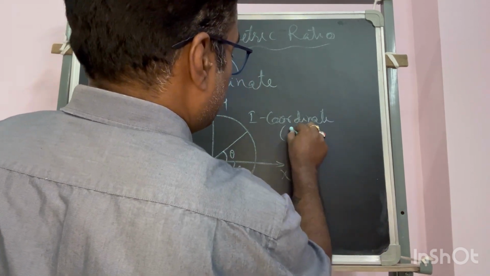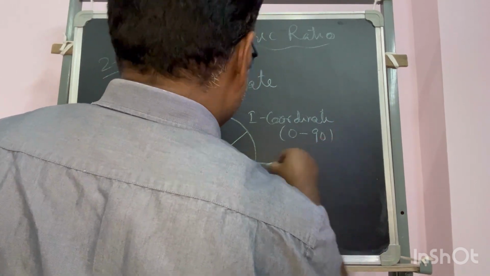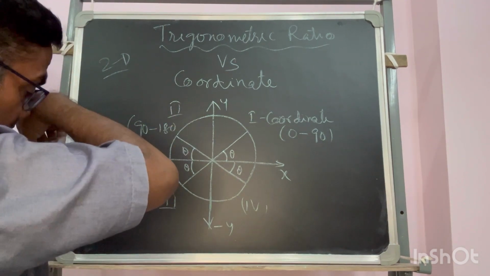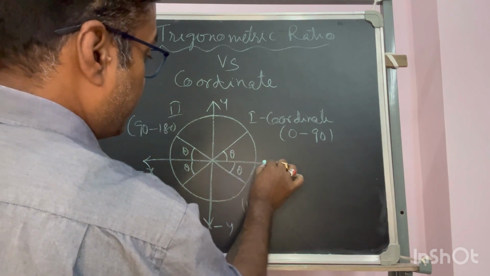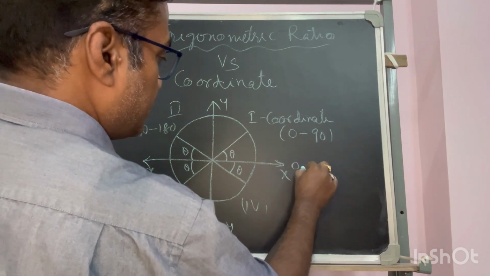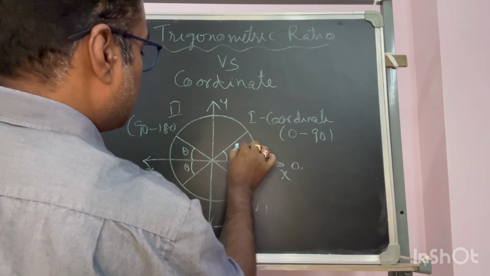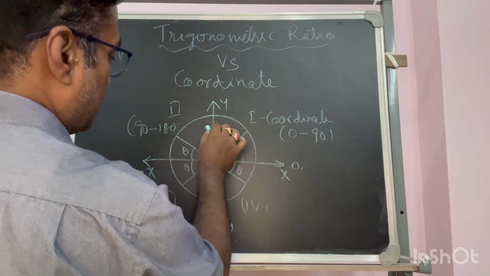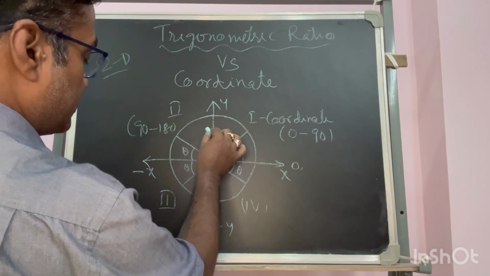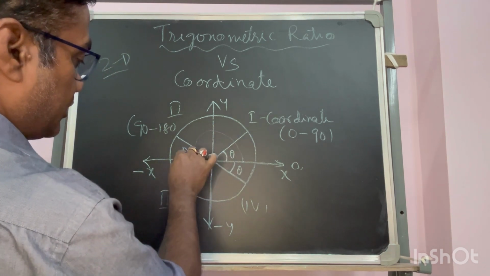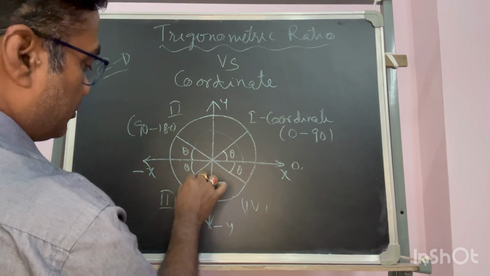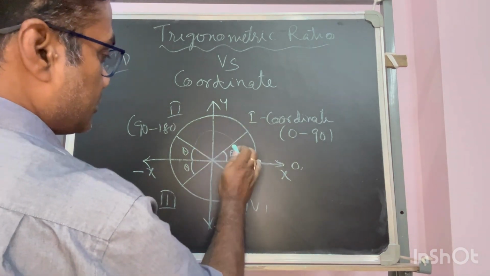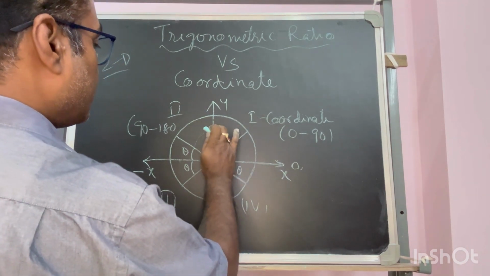This first coordinate lies between 0 to 90 degree, second is called 90 to 180 degree. So that means the positive x initial is 0 degree. When it starts rotating, it will create up to 90 degree, then after 90 it is reaching the second coordinate, after crossing 180 it is moving into third, and when it is crossing 270 it is in the fourth coordinate. So these are the orientations of that.